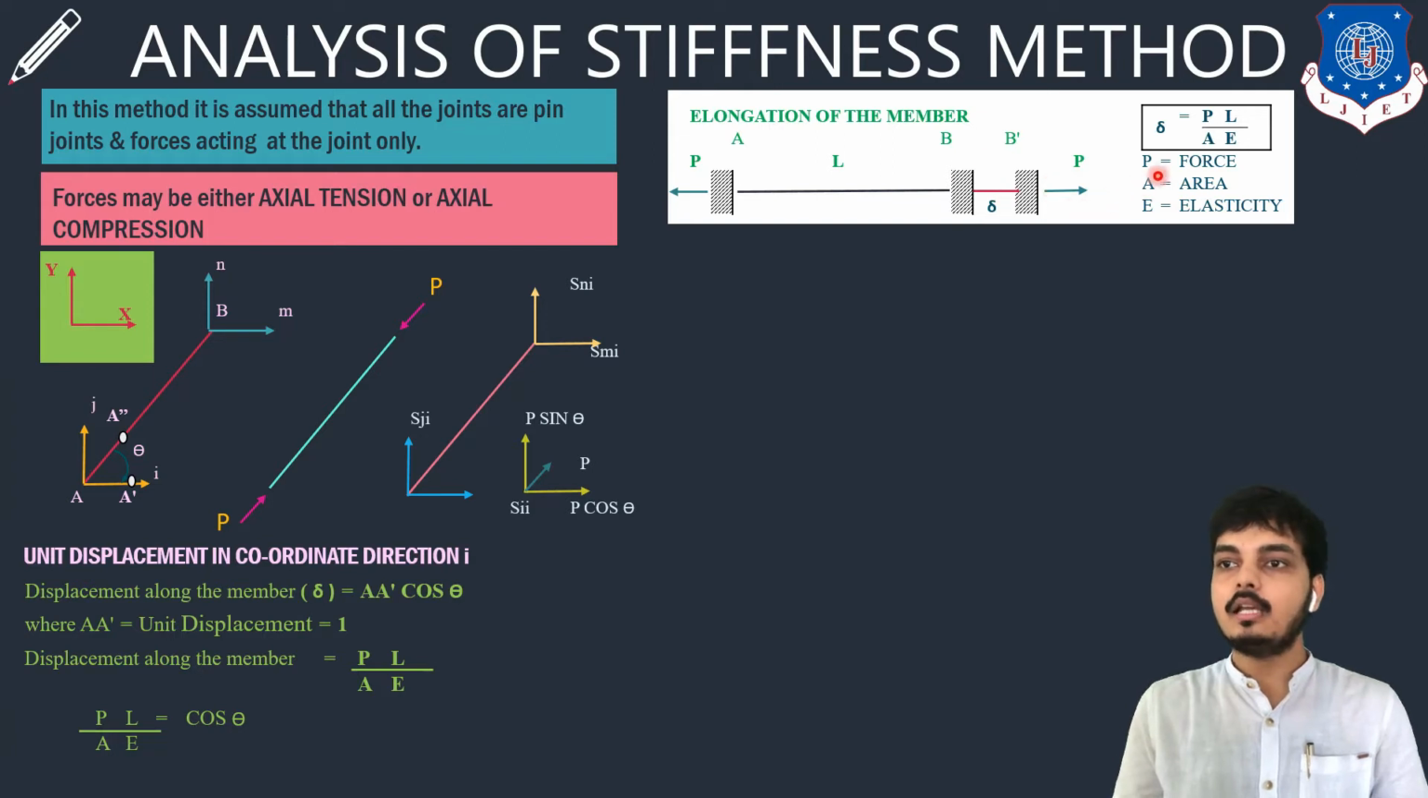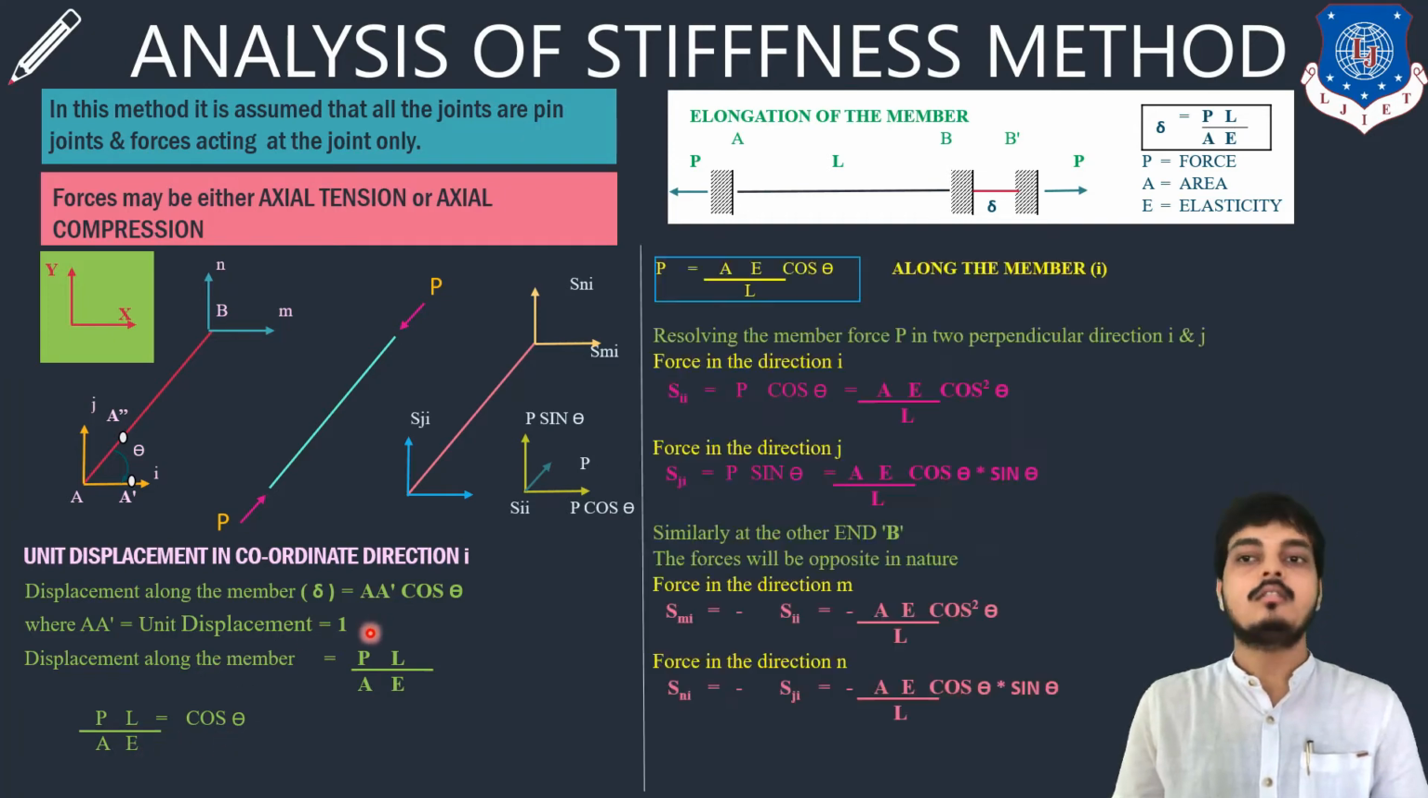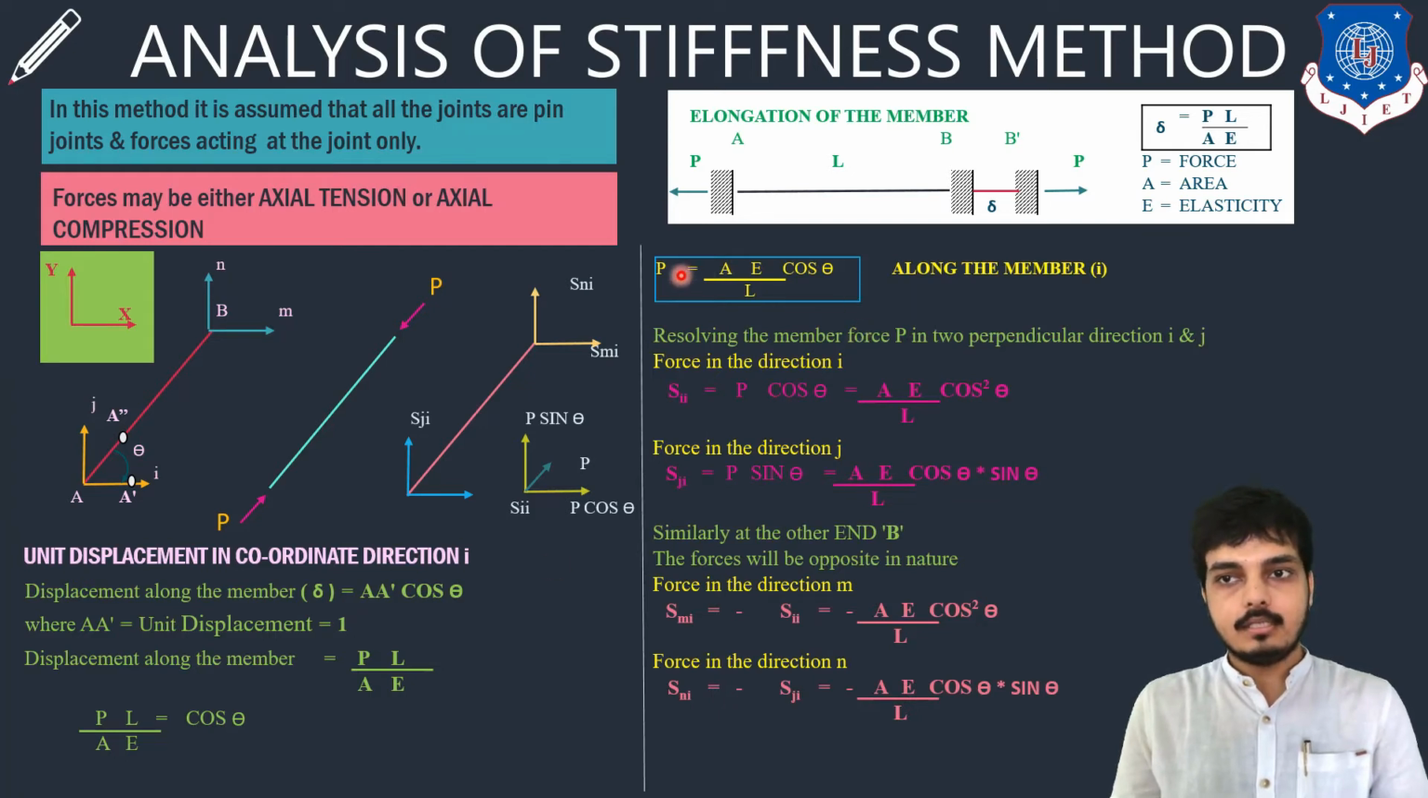So this delta can be calculated as PL upon AE. P is the force, A is area, E is elasticity, L is its particular length. So that is nothing but my PL upon AE. Now compare this: PL upon AE equals cos theta. As I said, AA dash has been taken as 1. Now P equals AE upon L cos theta along the member. Means if force is along the member, the force will be AE upon L cos theta.